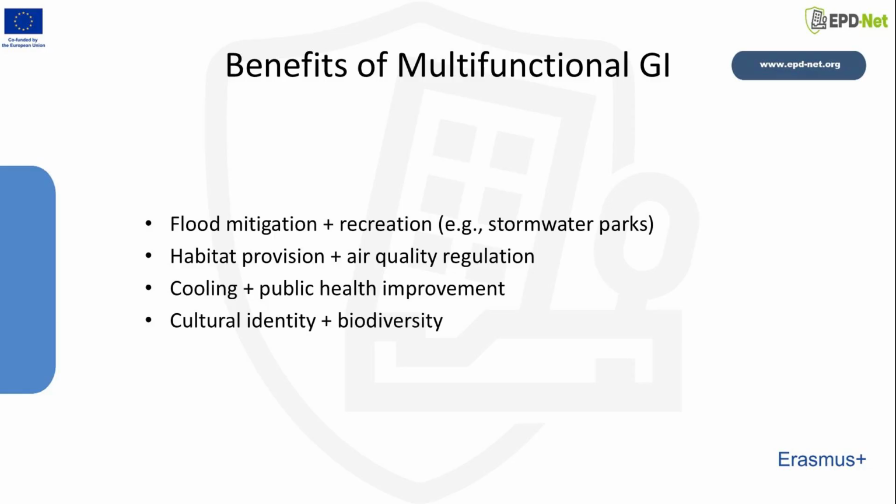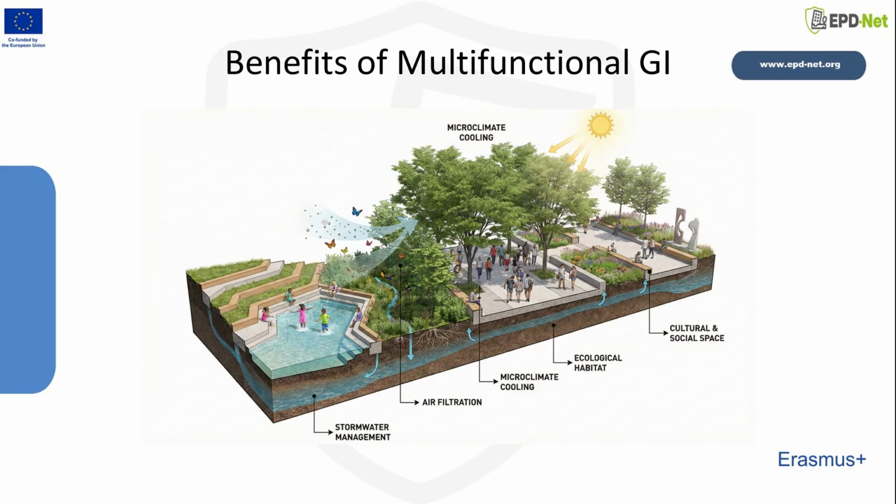Second, habitat provision together with air quality regulation supports urban biodiversity and reduces particulate matter through vegetation structure, tree canopy interception and soil filtration. Zulian et al., 2007, European Environment Agency, 2011. Third, urban cooling associated with public health improvement is achieved through shading, evapotranspiration and increased walkability, which lowers heat-related illness and enhances microclimate comfort. Kabisch et al., 2015, Norton et al., 2015.